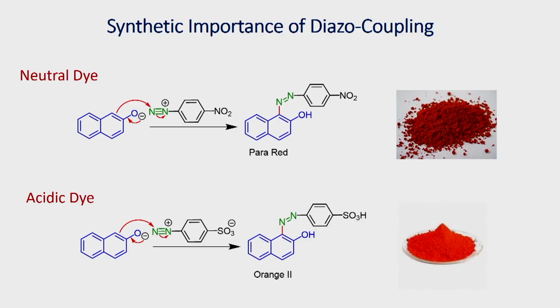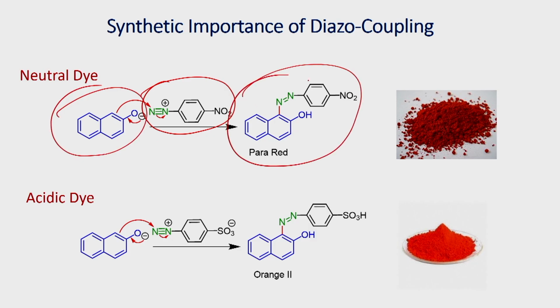The first example we are going to see today is the synthetic use of diazonium salts for the formation of dyes. The first example you can see here involves reaction of this diazonium salt with this naphthalene oxide. It can undergo addition reaction to get this para red. This we use to make color of the wool and paper and many other materials.